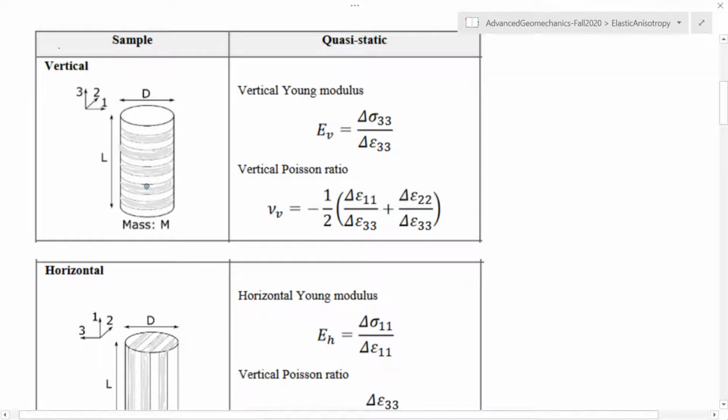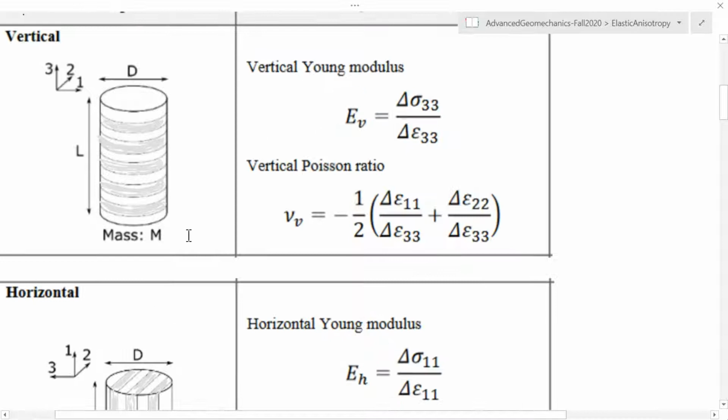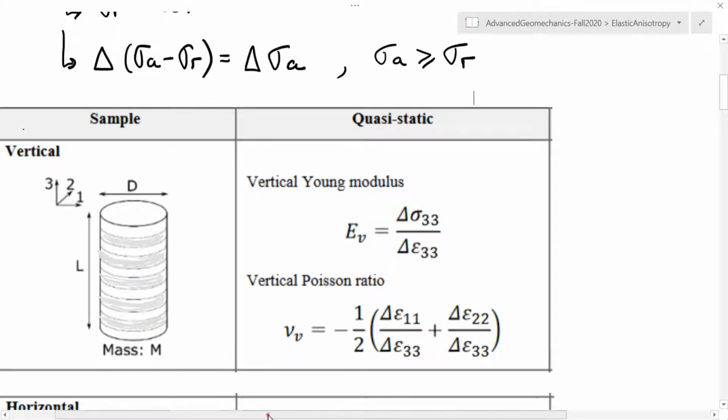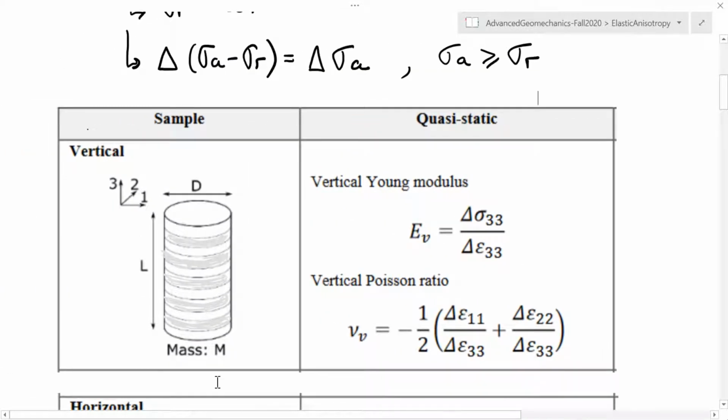The first thing that we can do is apply an axisymmetric loading to this vertical sample. Let me zoom in here so it's clear that I'm just talking about the vertical sample, so that I apply a stress in direction 3, which is perpendicular to bedding, and I measure a strain in direction 3. The relationship between these two, keeping the radial stress constant, which in this case is going to be sigma 11 and sigma 22, is going to result in the vertical Young modulus of the sample.